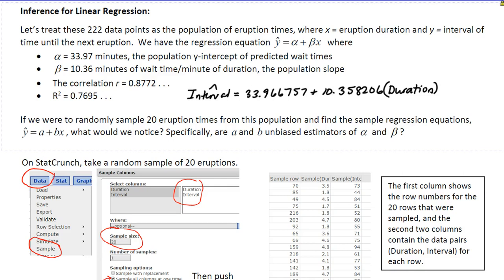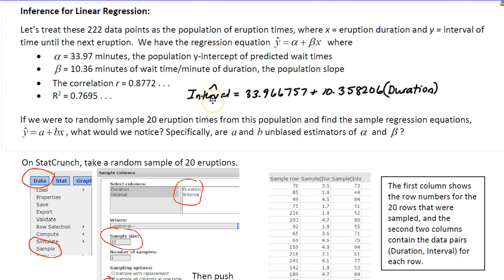Now let's take a look at our Old Faithful data, and let's think about a sampling distribution for the sample slope. So let's treat the 222 data points as the population of eruption times of Old Faithful, where x equals the eruption duration and y equals the interval of time until the next eruption. So we had this regression equation.